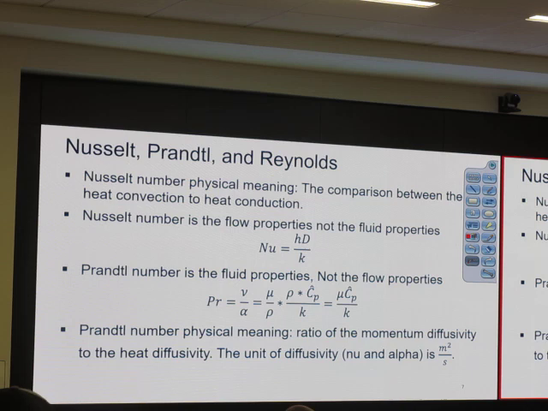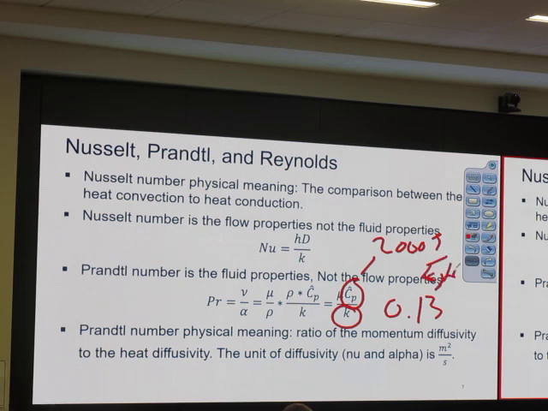Let's talk about typical values. I know that every crude oil has its own specific fluid properties, but typically, you should know this. This is not in the exam, but you should know it anyway. Thermal conductivity of crude oil is about 0.13 watts per meter per Kelvin. Cp of oil is about 2,000 Joule per kilogram per Kelvin.